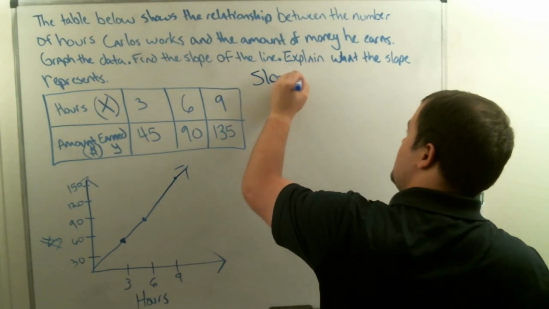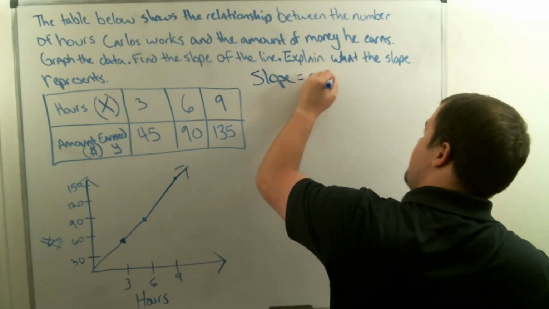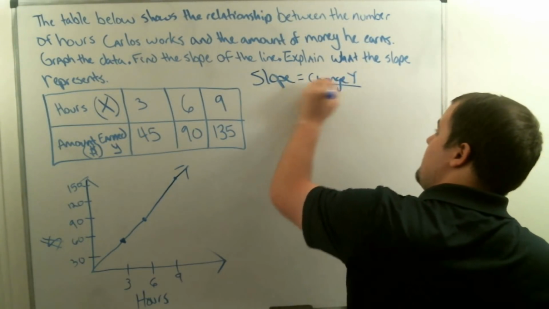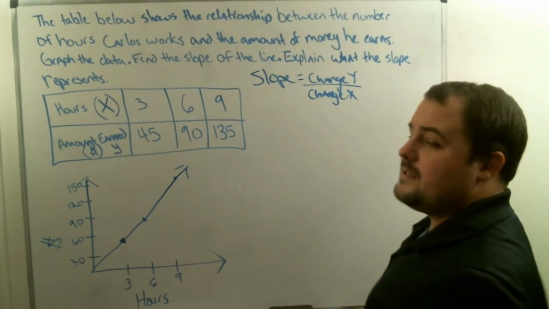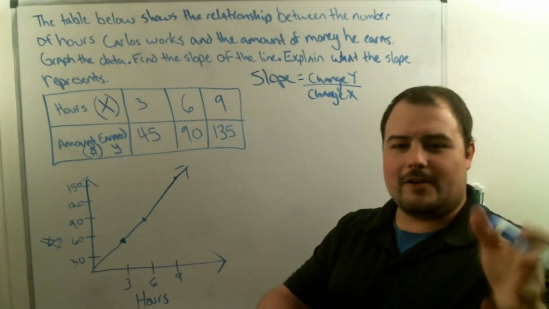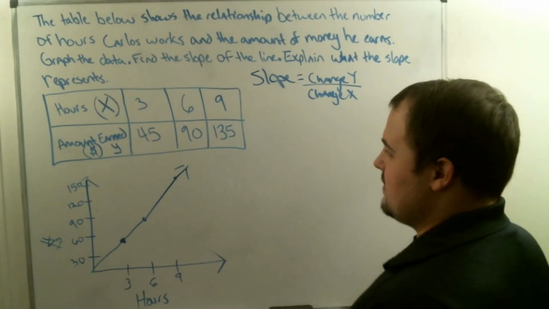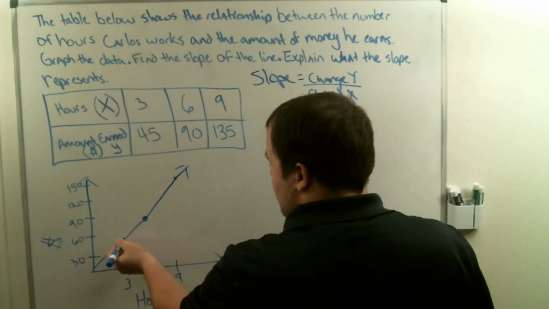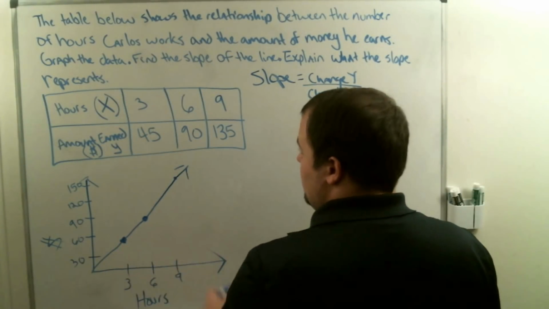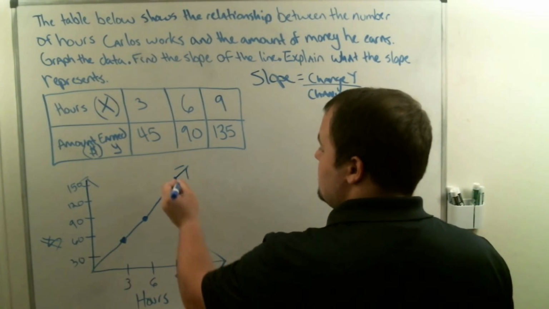And remember that slope is equal to the change in y over the change in x. And you're going to hear me say that over and over and over again, even in rate of change. Change in y, change in x. So what we're going to do is pick 2 points on this line. It doesn't matter what 2 points, since they're all on the same line.